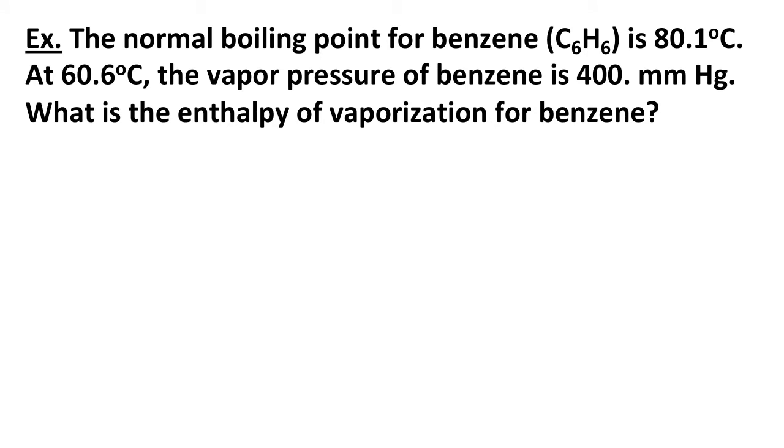So let's try this with an example that's hopefully reasonably straightforward. Here we have some data for benzene. It has a normal boiling point of 80.1 degrees Celsius, and at 60.6 degrees Celsius, its vapor pressure is 400 millimeters of mercury, and we are supposed to find the enthalpy of vaporization for benzene.